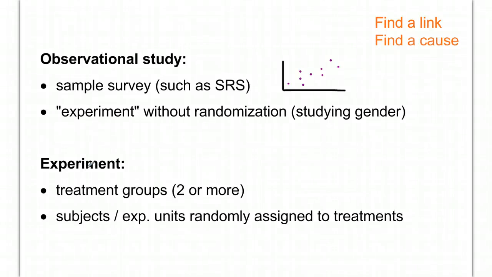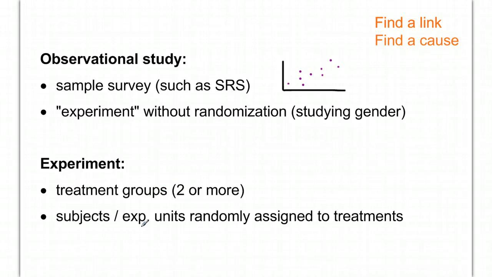An experiment, on the other hand, is all about the causation, figuring out what causes what, because we can control everything about this process. We can get rid of lurking variables. Whenever we have an experiment, we're always looking at two or more treatment groups. We always need to compare it to something, and that's how we get rid of those lurking variables, is by comparing two things that are very, very similar, but only vary by one very specific thing.